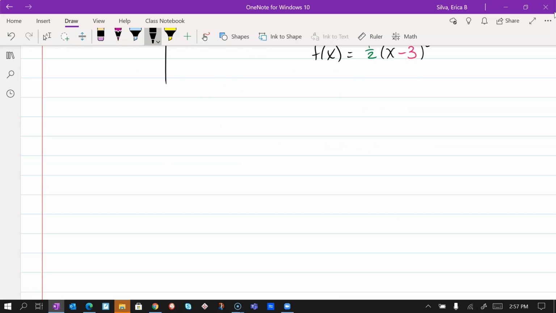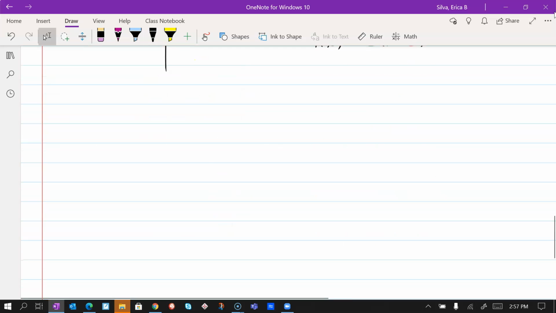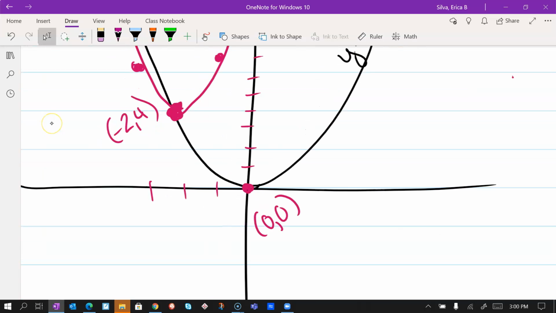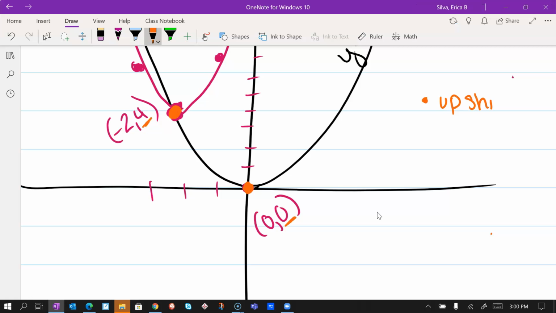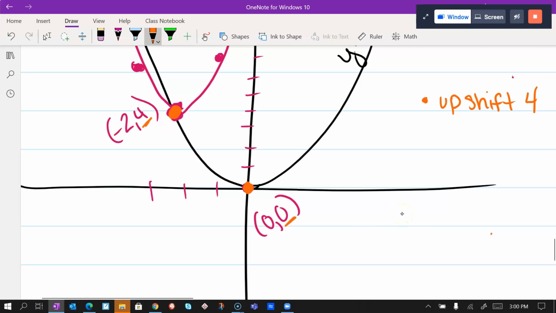This is example 3, 4. A little bigger. So we're going from our parent function to our new function, vertex. Going from 0 to 4. So we're going up, shift 4. Or vertical shift up 4.